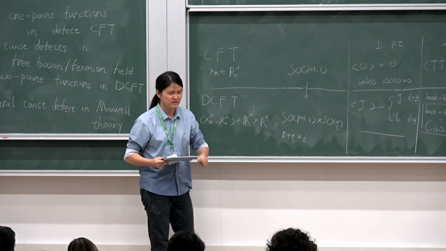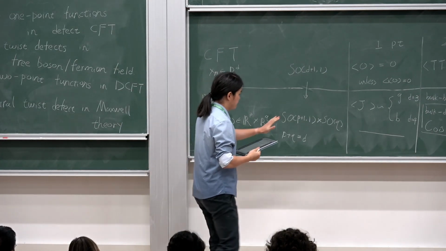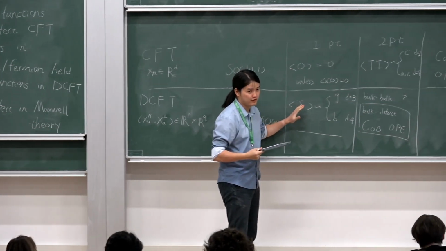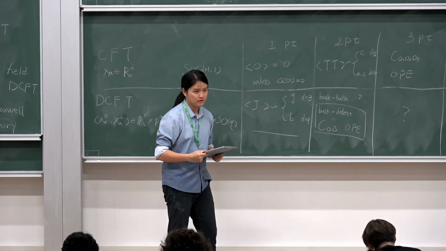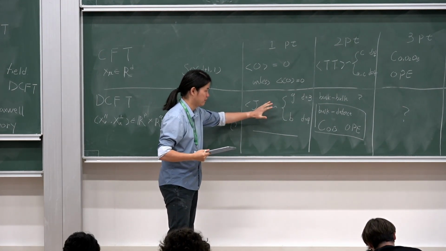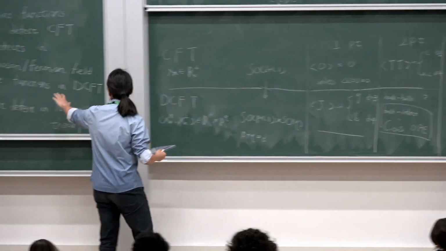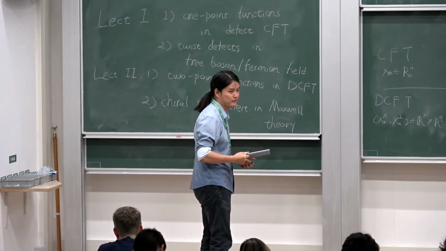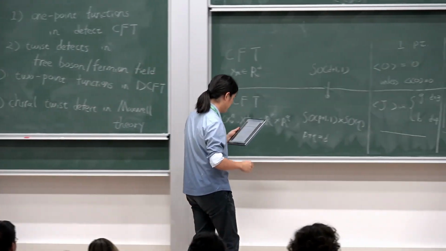Yeah, please. Oh, J represents a current operator of a continuous global symmetry. I will tell you why this is useful in these particular twist defect models. I will explain what a twist defect is. I hope I get the time to do it. Okay.